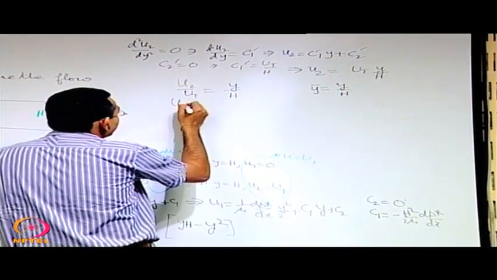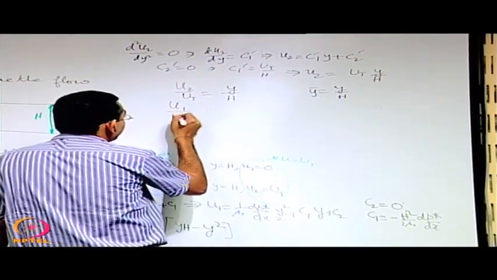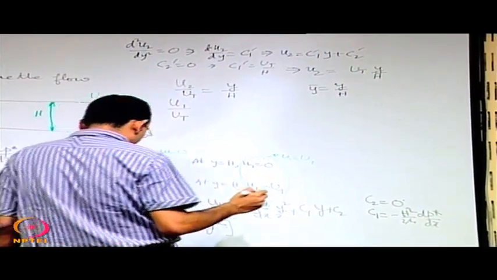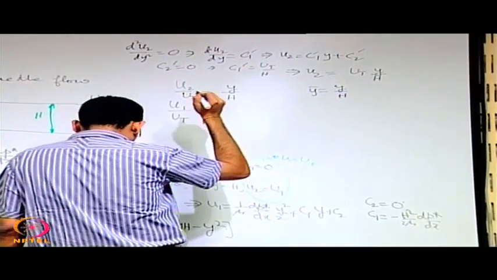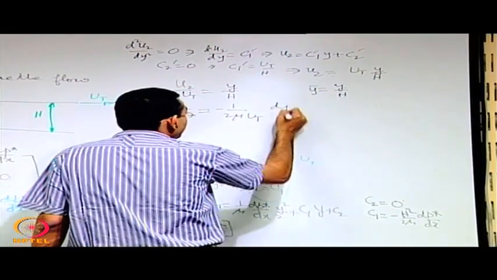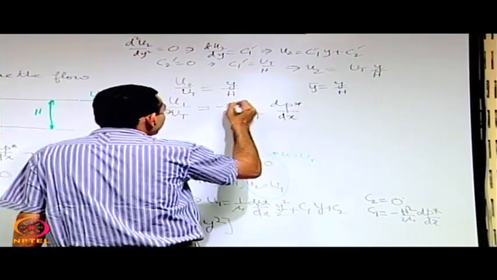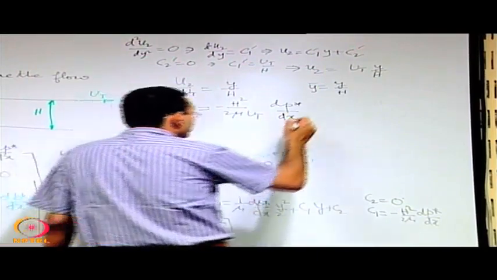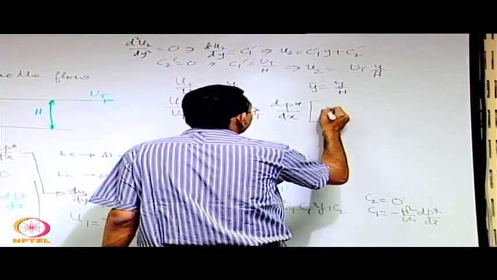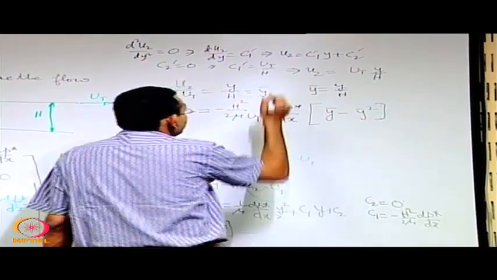Now, if you non-dimensionalize u1, let us also non-dimensionalize this with respect to ut. So we may write this as minus 1 by 2 mu ut dp*/dx, maybe multiply both numerator and denominator by h square. So it will become y bar minus y bar square. Okay.